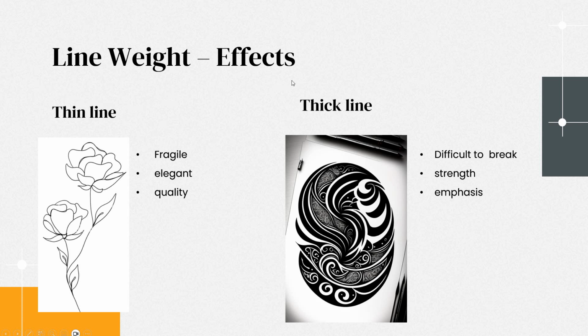So we've got line weights and also the effect of each line. We've got thin line and thick line. Thin line, you see that it is smooth, fragile, elegant, and also has a sort of quality. And the thick line, it's difficult to break because it's very thick. Strength and also emphasis.